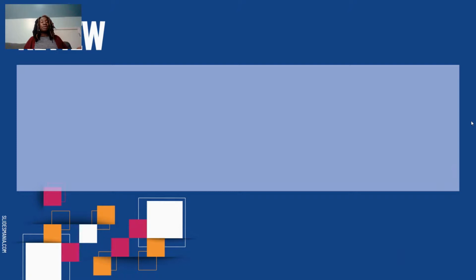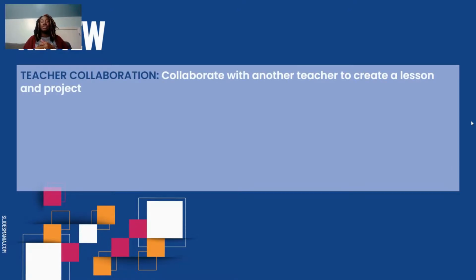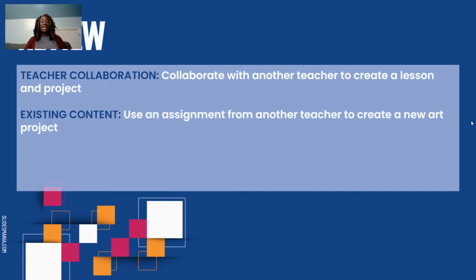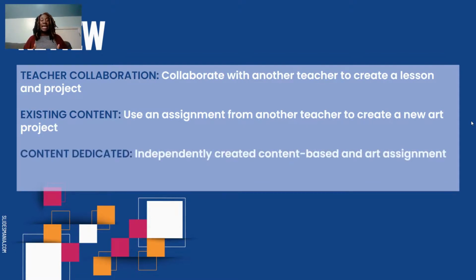All right, so let's review a little bit. So teacher collaboration is when you collaborate with another teacher to create a lesson in a project. An existing content is when you use an assignment from another teacher to create a new art project. So you're using student projects from something they've done before to create something new to further their learning. And content dedicated is start to finish, it's independently created, it's content-based, and it's an art assignment that you are teaching to them.